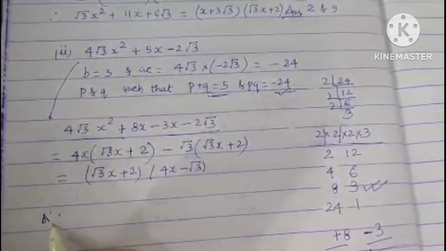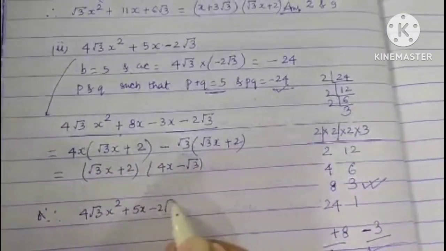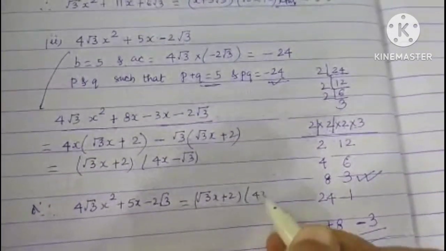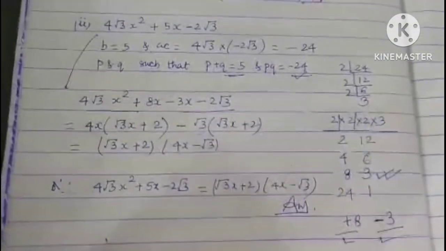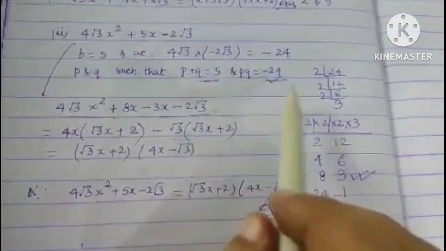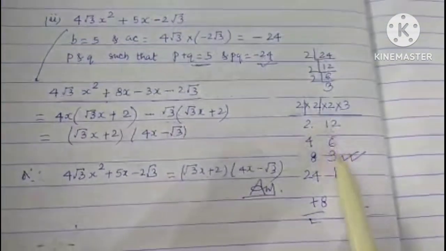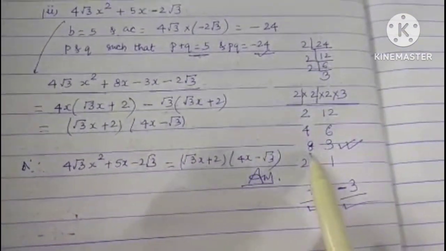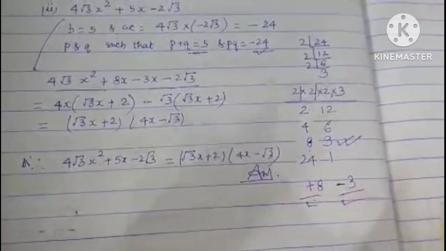Now you can write 4 root 3 x square plus 5x minus 2 root 3 will be equal to root 3 x plus 2 multiplied by 4x minus root 3. This is our answer, factorized form. Quite easy. We just have to focus on bringing this p plus q equal to 5 and pq equal to minus 24. From these options we picked 8 and 3, because other options are not feasible. So when we make plus 8 and minus 3, it comes out as our required thing. So this is the way.